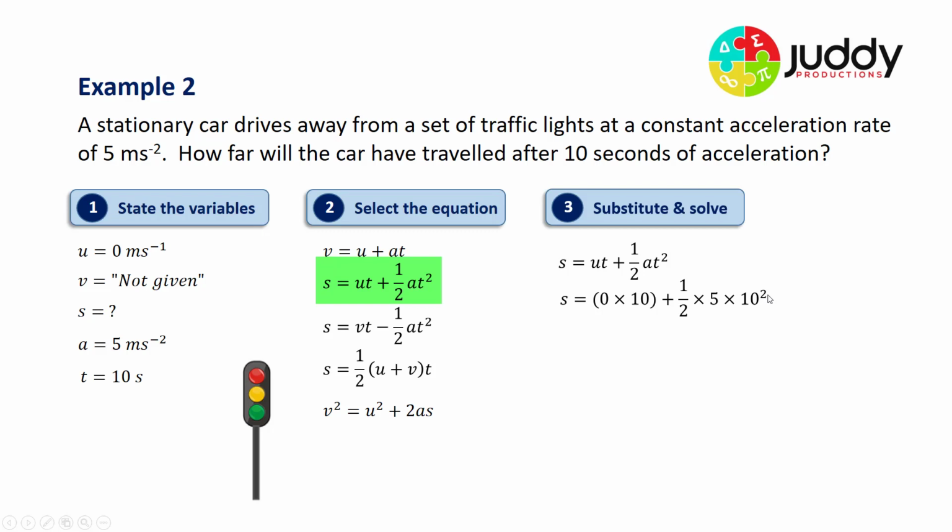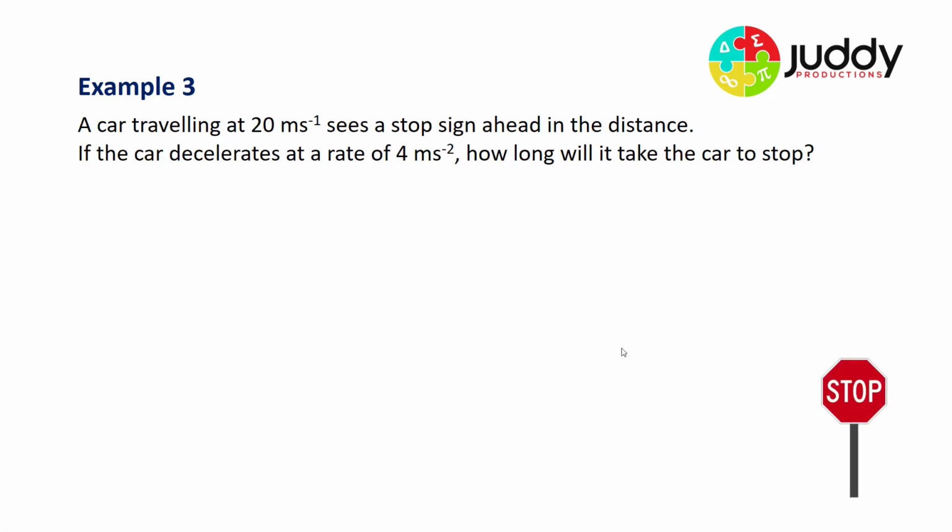Now, this particular equation, the square is only on the time. That's a common mistake that students make. They take the half times it by 5 times by 10 and then square everything, but the square is only on the 10. So 0 times 10 gives us nothing. 10 squared is 100, times 5 is 500, and then times that by a half gives us a displacement of 250 meters.